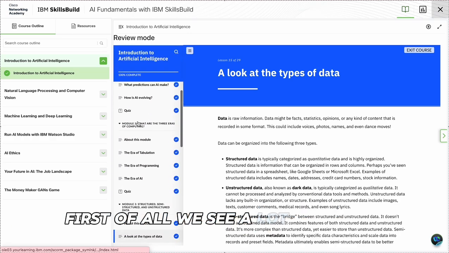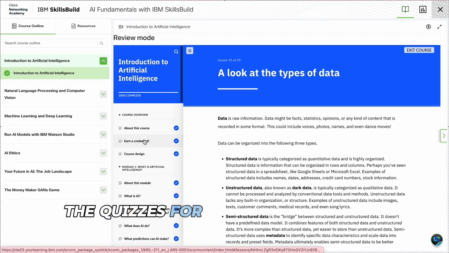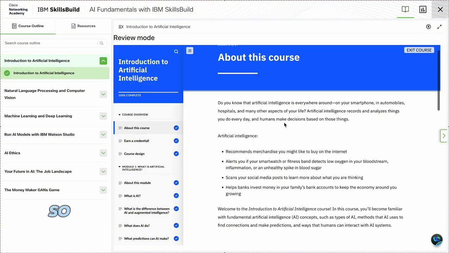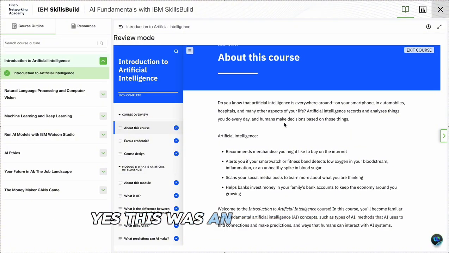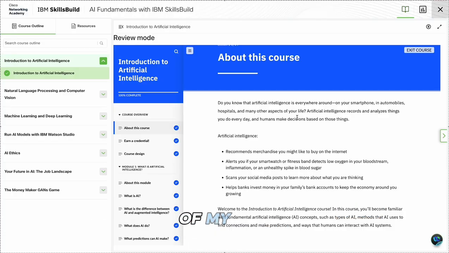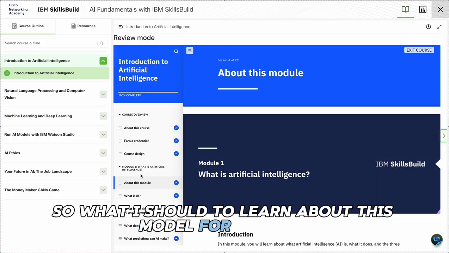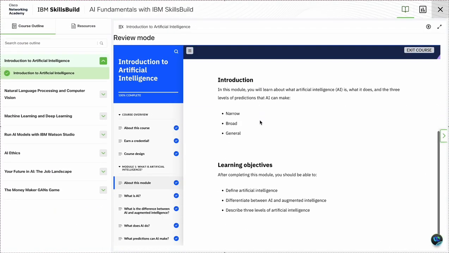First of all, we see a lot of modules, and we need to complete the quizzes for all parts of the module. What about this course? I knew that artificial intelligence is everywhere. Yes, this was an introduction. It's on my smartphone, for example, in automobiles, hospitals, and many other aspects of my life. So, what should I learn in this module? For example, the module on what is artificial intelligence.